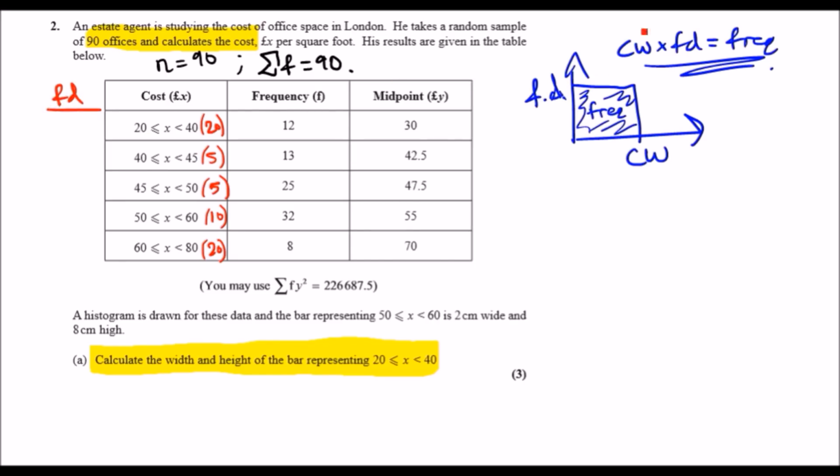Now, using this formula, let's calculate the frequency densities of all of them. First things first, frequency density equals frequency over class width. So in your calculator, the first one would be 12 over 20. Keep as a decimal. You get 0.6, then 13 over 5, 2.6, and so on. So keep doing this until you get all the relevant results. 8 over 20, I think it's 0.4, yep.